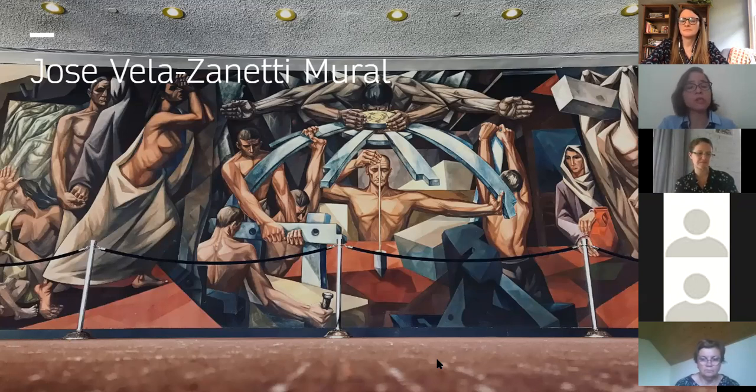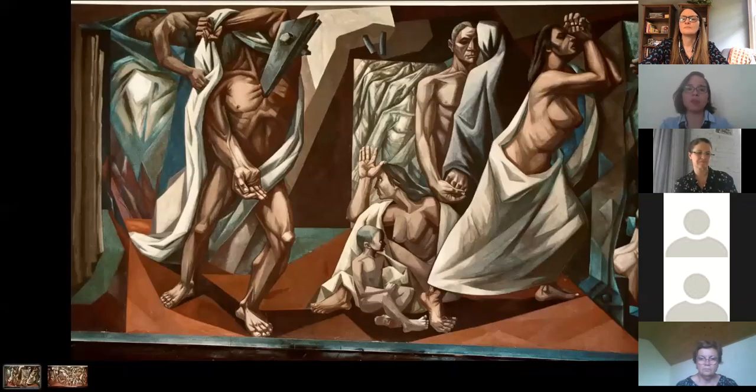So this mural was made by a Spanish artist, Jose Perez Zanetti, and I would like to focus on a few parts of it because it really helps to convey the ideas behind establishing the UN. So this part is the beginning. If you come from the entrance and move through and look at the mural, this is what you would see first.